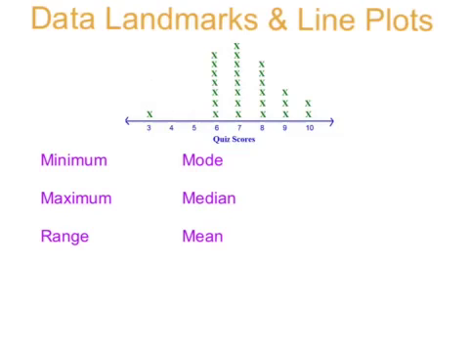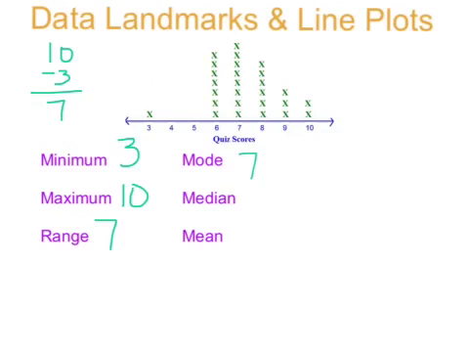Now let's look at one more example of how to use data landmarks to read a line plot. The minimum or the smallest number of this set of data is 3. The maximum is 10. In order to find the range, we need to take 10 and subtract 3, which gives us 7. As a reminder, the mode is the number that appears the most often. In the case of a line plot, it's the number that has the most x's above it. Here you can see that 7 is the mode of this data because 7 has the most x's above it.